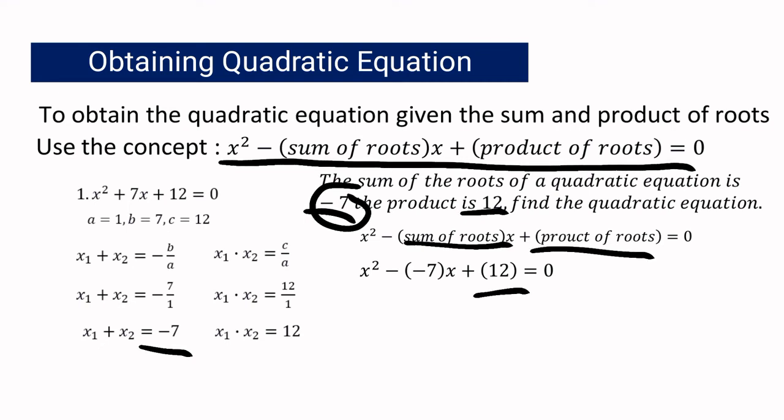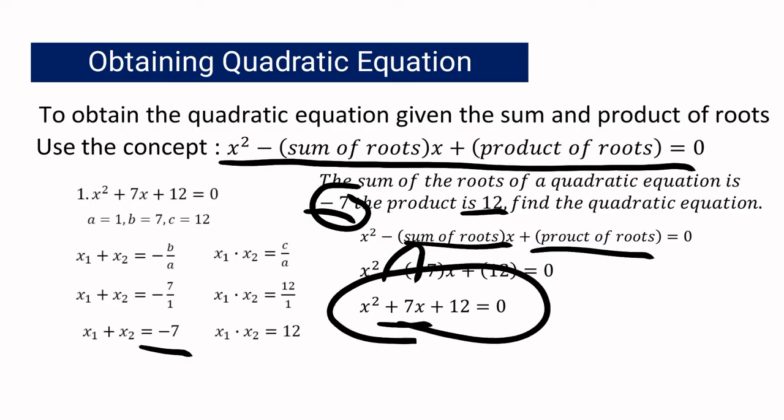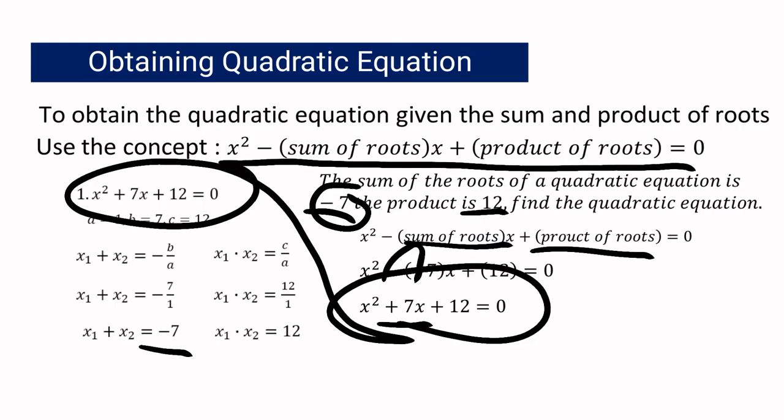So if we simplify it, we have two negatives here. It will become positive. So you will be having x squared plus 7x plus 12 equals 0. And you will notice the equation that we derive here is the same as our equation here.